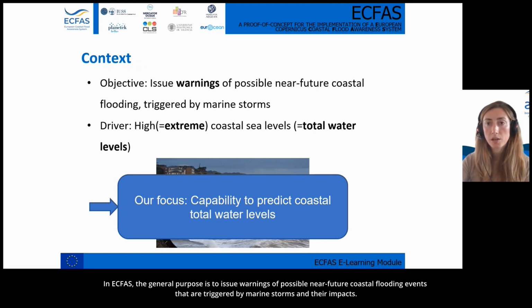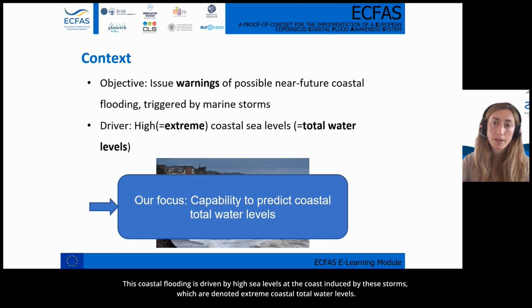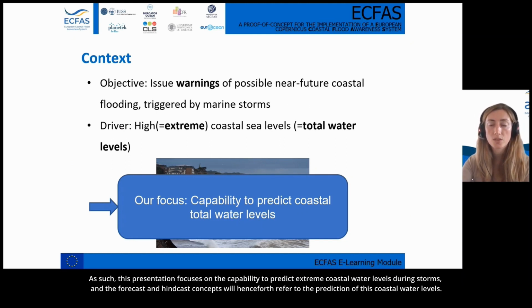So in ECFAS, the general purpose is to issue warnings of possible near future coastal flooding events that are triggered by marine storms and their impacts. This coastal flooding is driven by high sea levels at the coast induced by these storms, which are denoted extreme coastal total water levels. As such, this presentation focuses on the capability to predict extreme coastal water levels during storms, and the forecast and hindcast concepts will henceforth refer to the prediction of these coastal water levels.